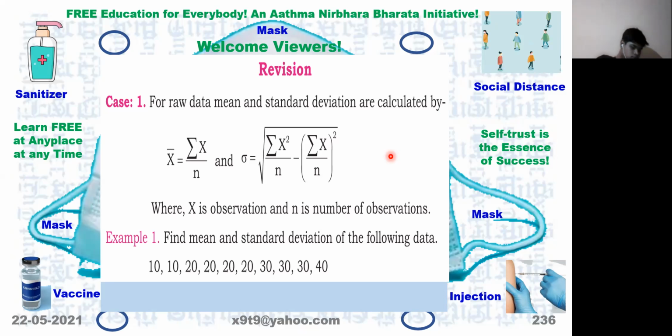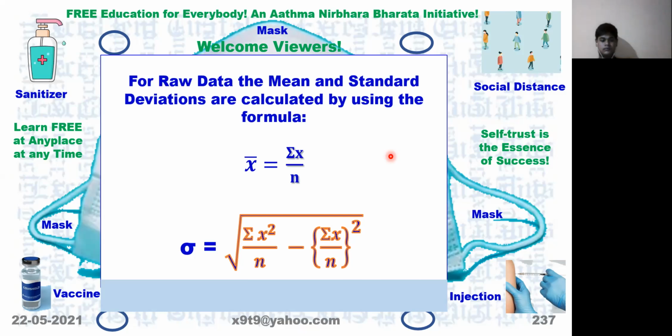Find the mean and standard deviation of the following data. So data is 10, 10, 20, 20, 20, 20, 30, 30, 30, 40 and 40. Now, one is you can use this formula and calculate the answer. That is, first find the sigma x, divide by number of numbers, then you get this x bar or average.